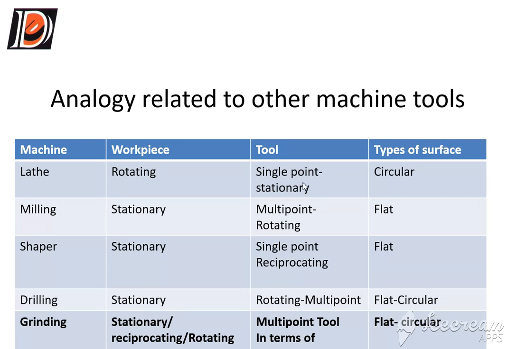Previously we discussed that in the lathe, the workpiece is rotating and the tool is a single point cutting tool which is stationary, and the surface is circular. So circular surfaces are preferred to remove the excess material in the lathe. In the same way, in milling the workpiece is stationary and we prefer the flat surface, and the tool is rotating and is a multi-point cutting tool.